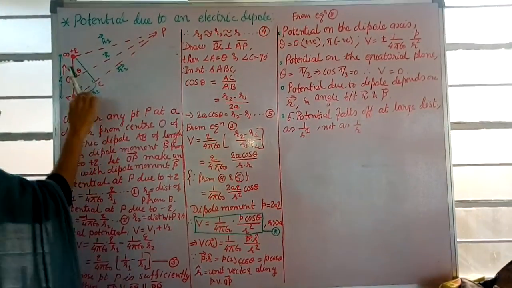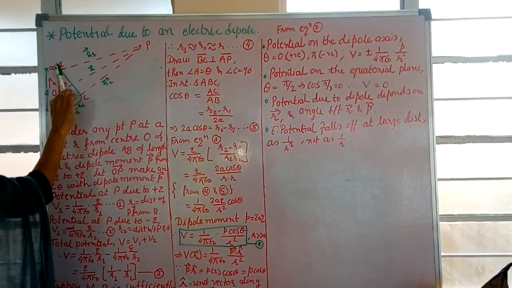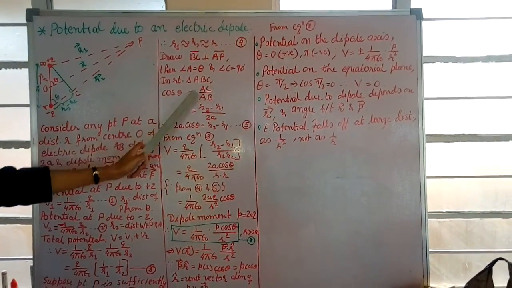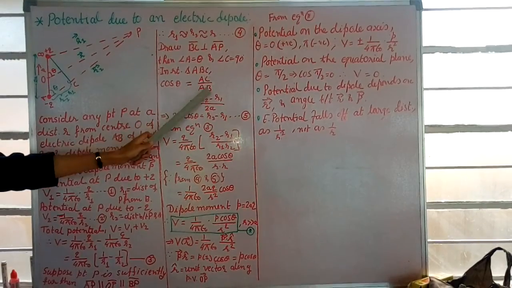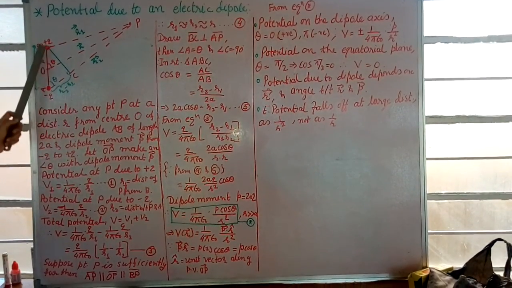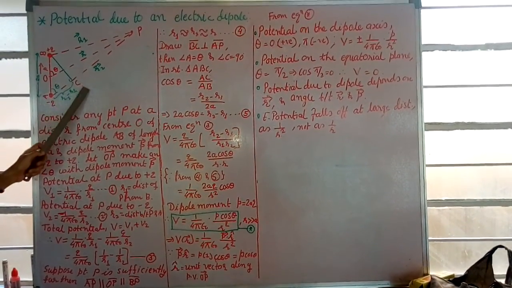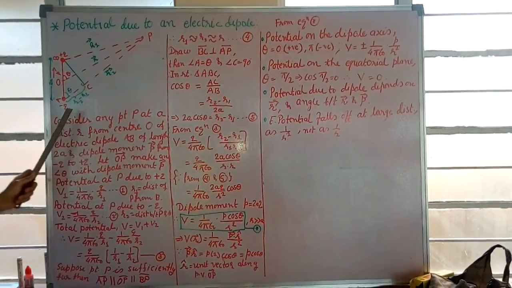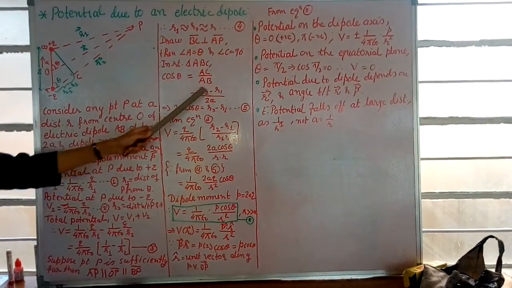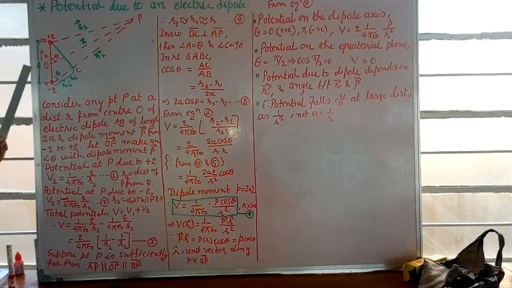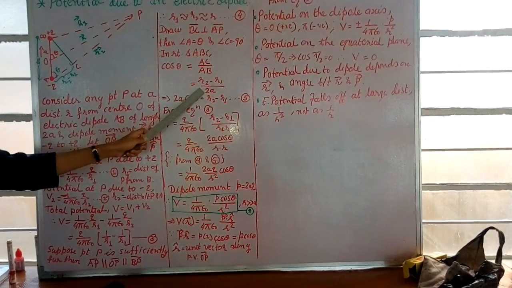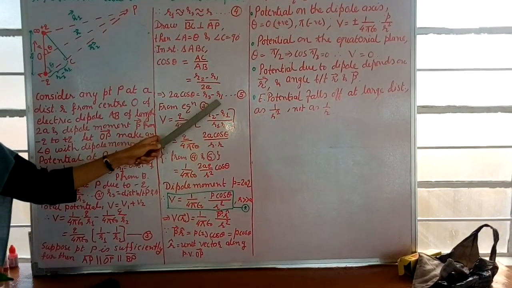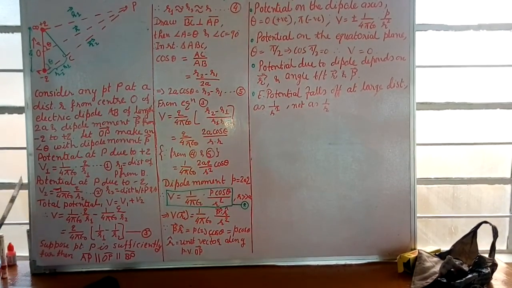Now let us take this right angle triangle ABC. In right angle triangle ABC, cos theta is equal to AC by AB, adjacent side divided by hypotenuse. Now put the value of AC, which is r2 minus r1, and AB is the length of the dipole, that is twice a. So 2a cos theta is equal to r2 minus r1, point number 5.